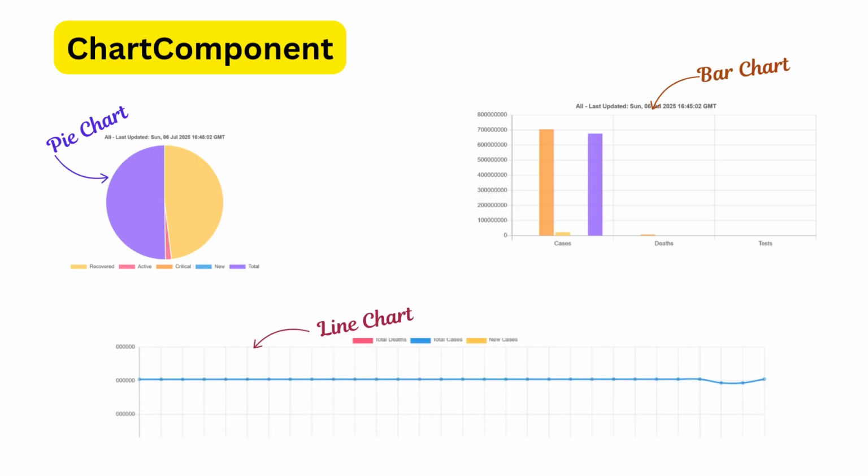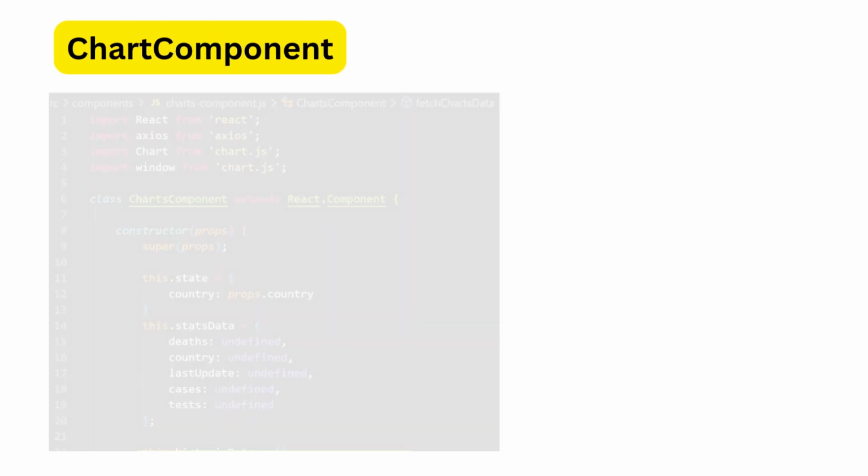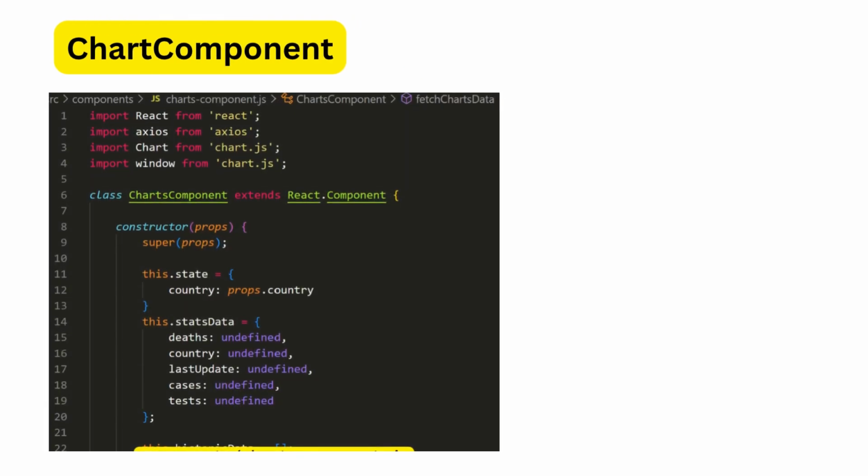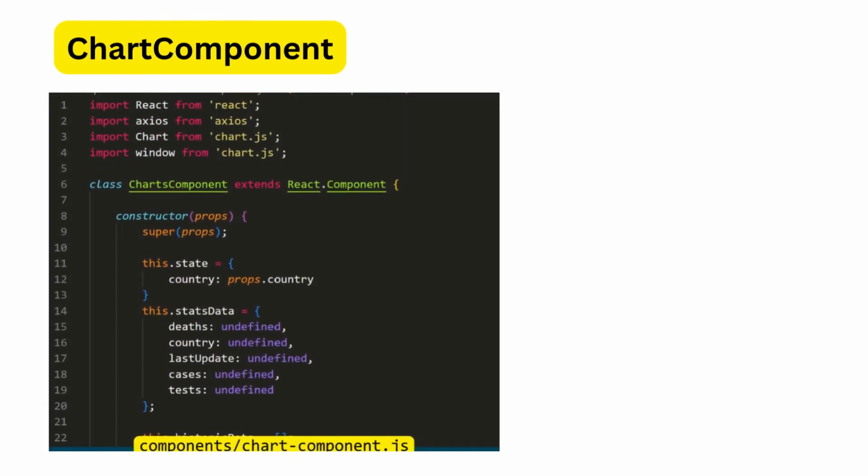Drawing charts is a bit complicated, so if you find this part difficult, then relax. By the end, you will be able to fully understand it. First, we initialize the charts component. We set the current state of the component to the country selected.